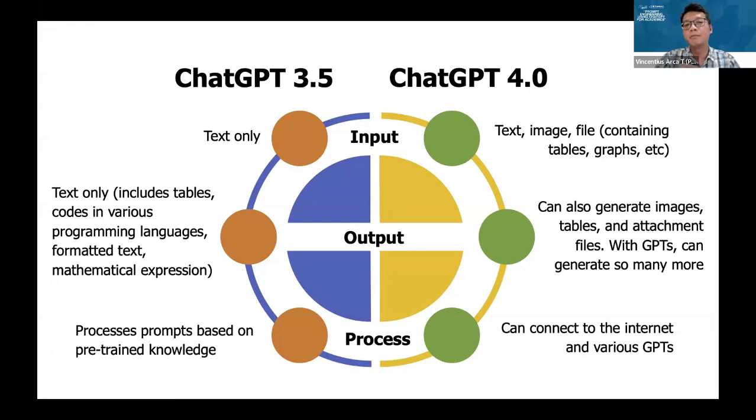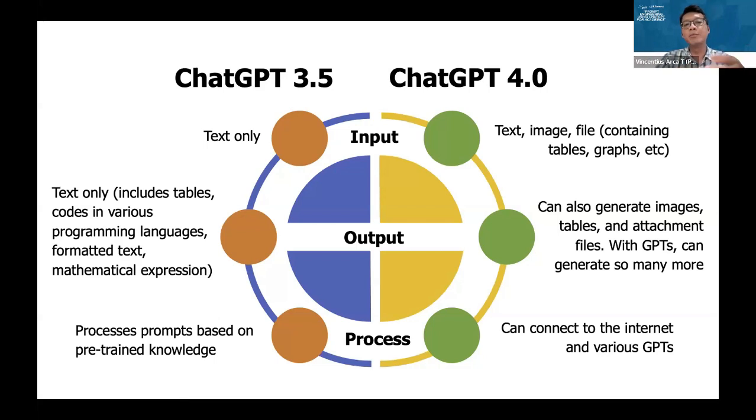only works with text, meaning that we can only send comments or anything by typing, by text. But ChatGPT 4.0 is also capable of analyzing our request with images, text, as well as files containing tables, graphs, etc. So for example, you can send a file containing graphs or tables to ChatGPT, and then you can say, analyze this file for me, analyze this table for me, or show me what is interesting from this table, something like that.